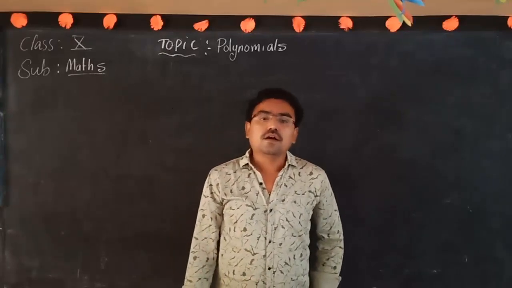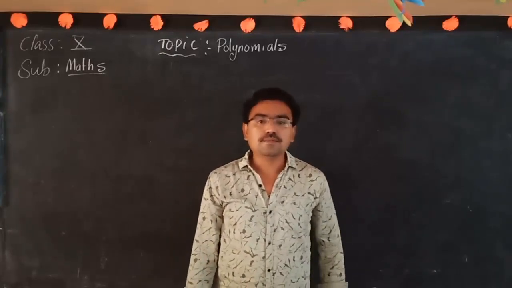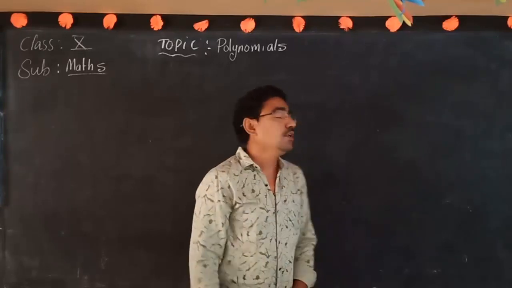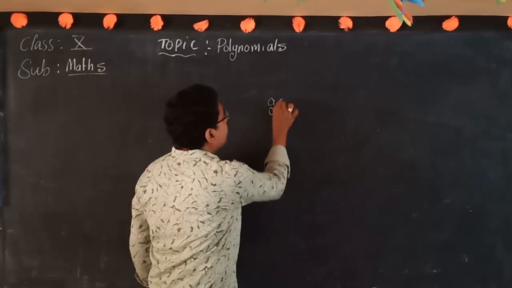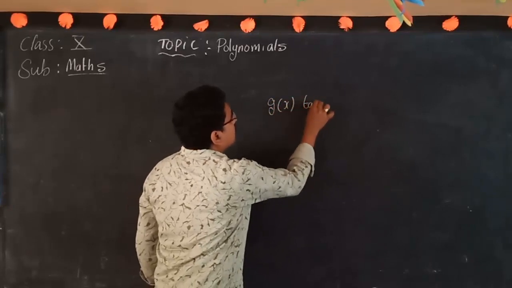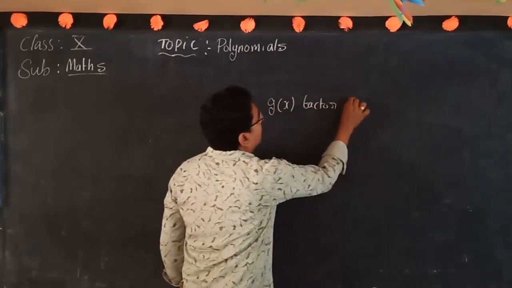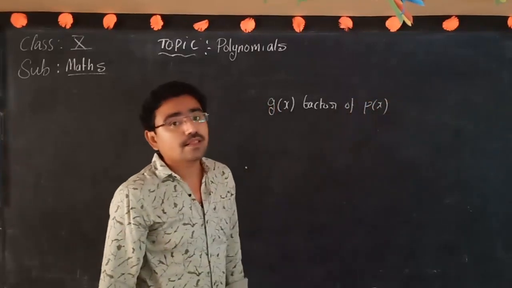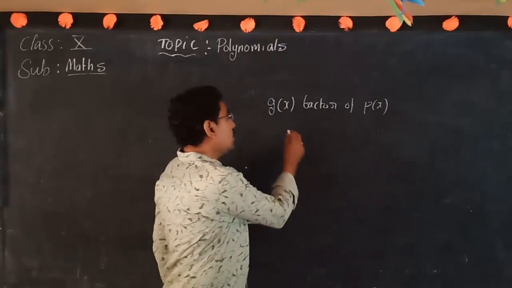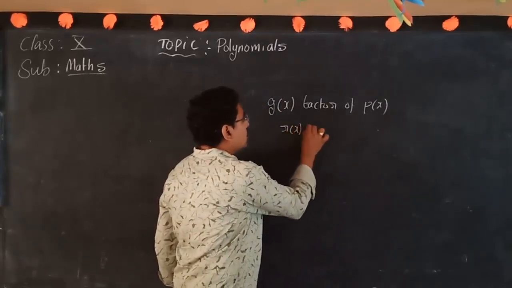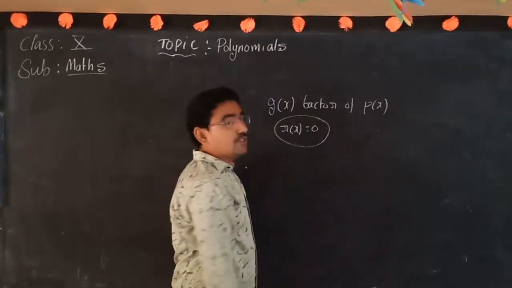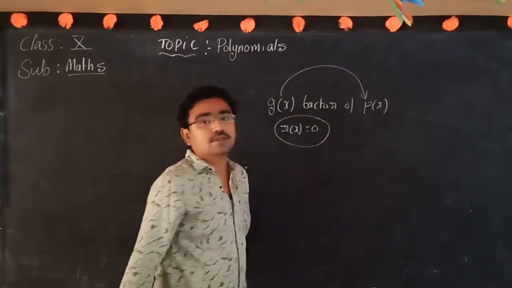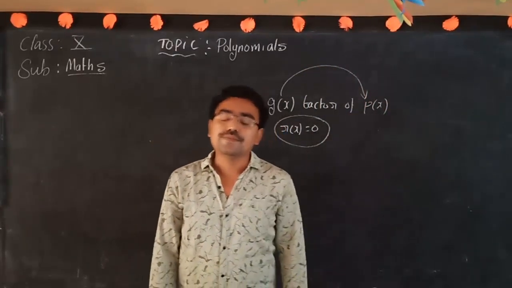In the previous class, we discussed the division algorithm. Then I already gave an explanation about the remainder theorem. How can we conclude that a given divisor is a factor of the dividend? When g of x is a factor of p of x, after doing the division, if the remainder r of x equals 0, then we can conclude g of x is a factor of p of x. I already gave the explanation about this.